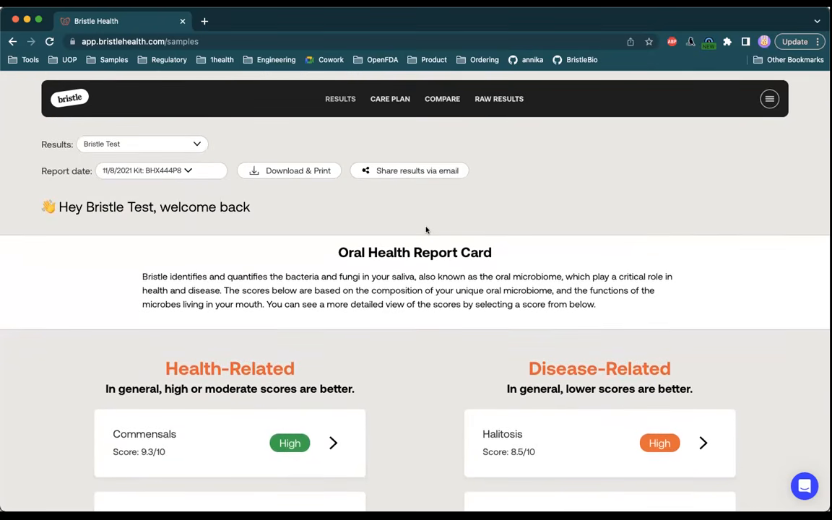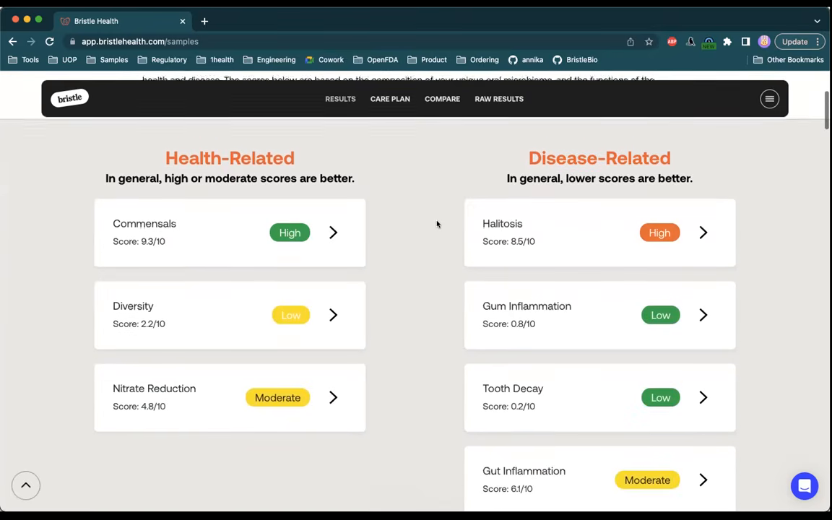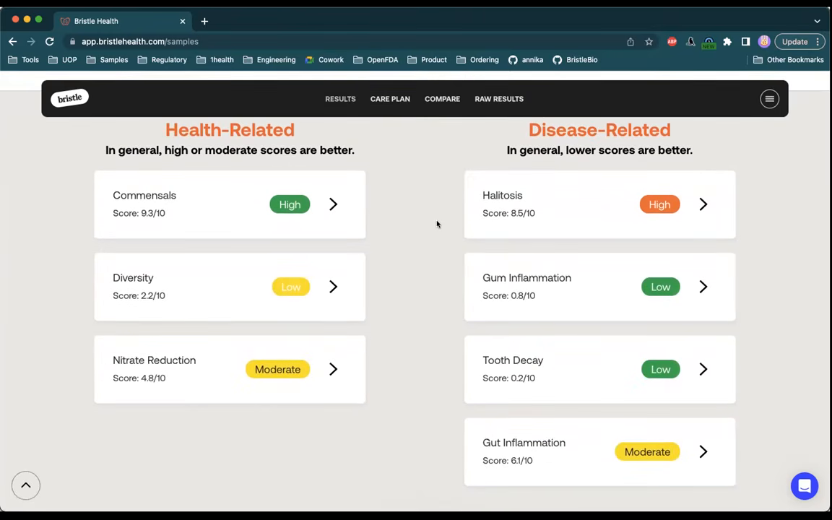So at Bristle, what we try to do is boil down your entire microbiome, which could be hundreds of species in your mouth, into some easily digestible scores. So we give you a report card, and in this report card right now are 7 scores. There's potential to expand these later because of the data that we collect. I'm just going to talk a little bit about the scores individually, starting with the ones on the right, actually.